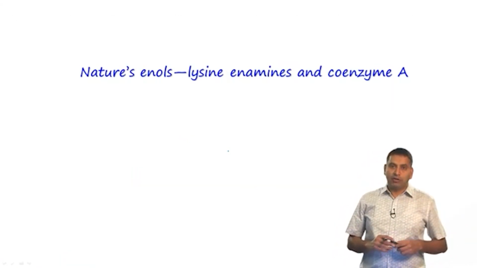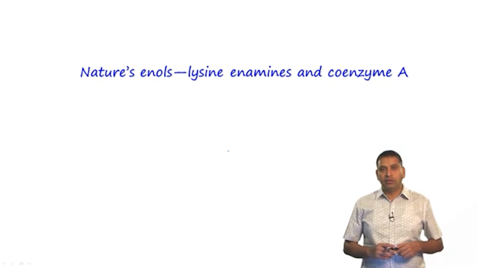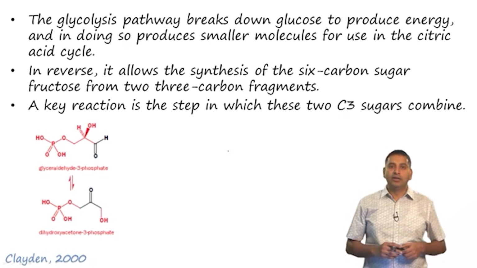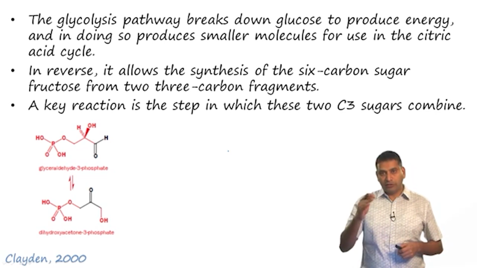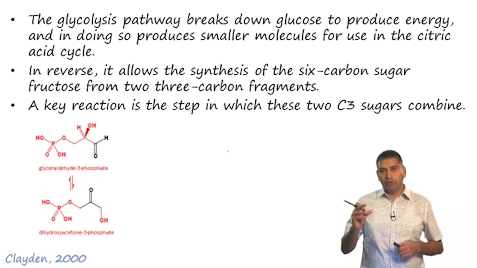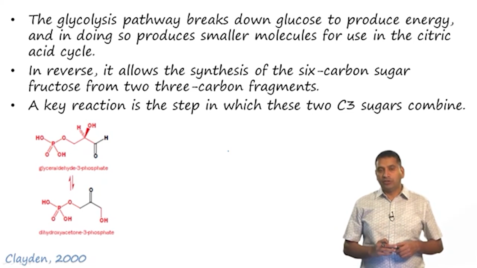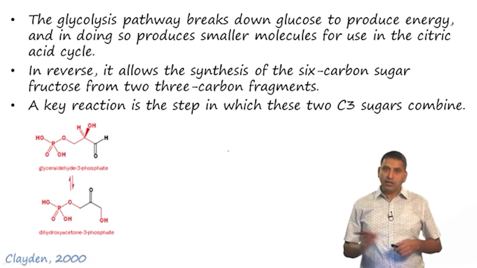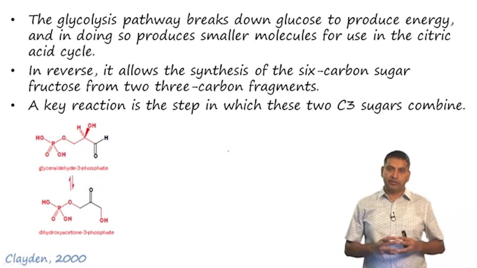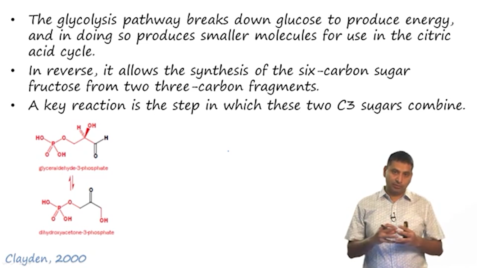The next topic we are going to look at is nature's enols, which is lysine, enamines and coenzyme A. Okay. So, the glycolysis pathway breaks down glucose to produce energy. We have already looked at this previously, and in doing so, it produces smaller molecules for use in the citric acid cycle. In the reverse process, it allows the synthesis of 6 carbon sugars such as fructose from 3 carbon fragments. A key reaction in this step is with 3 carbon sugars to combine.